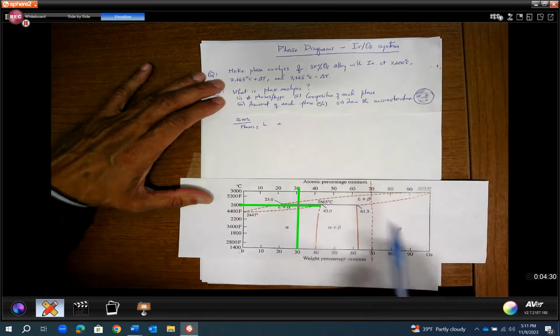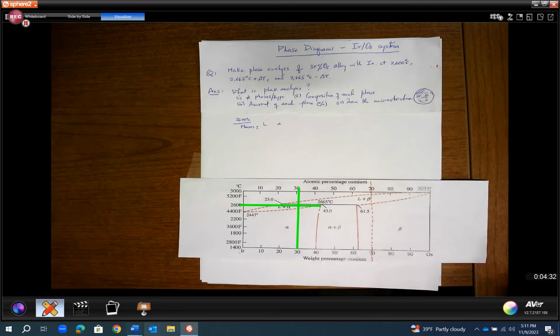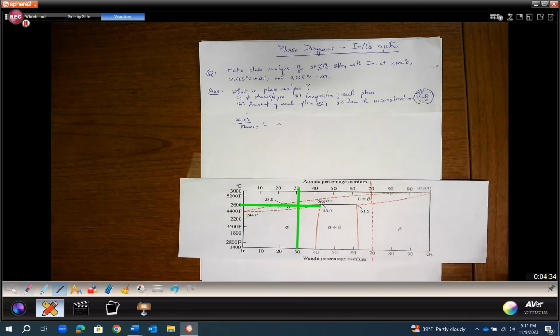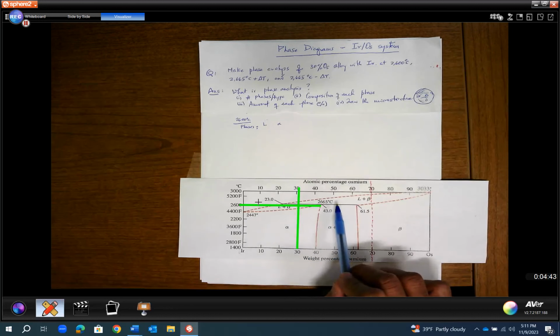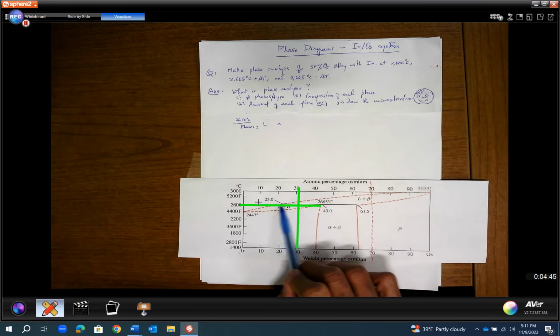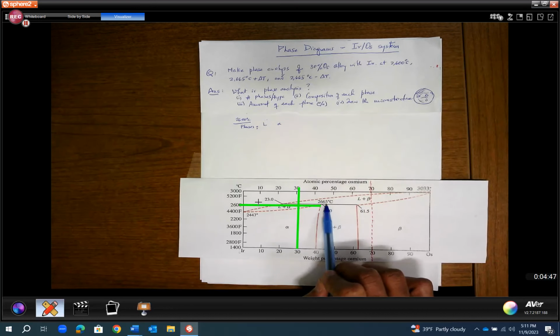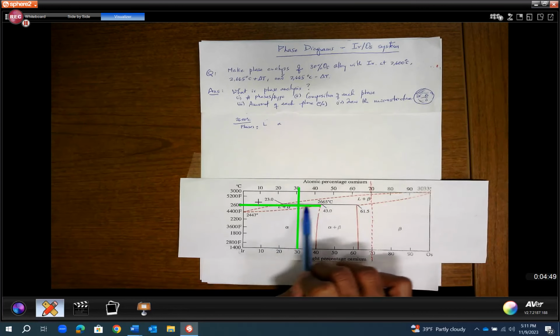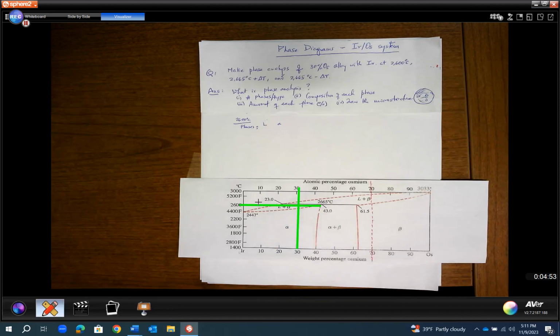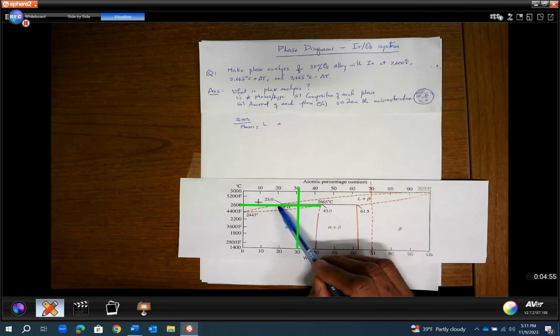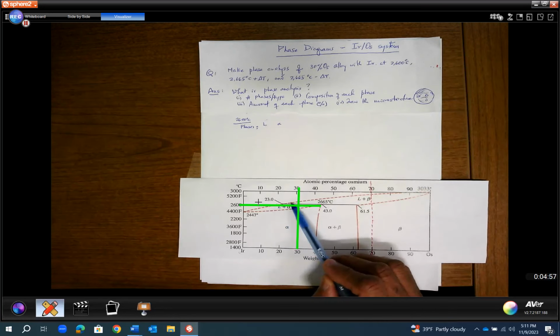Composition of each phase. And you know how to do that, right? How do you calculate the composition of the liquid phase? Liquid is here, solid is here. This is alpha. Right at the intersection line, the alpha, the solid, is on this side. The liquid is on this side, where this line crosses the liquidus line. This is the liquid phase. That's the composition of the liquid phase.